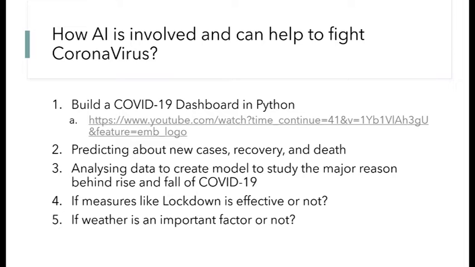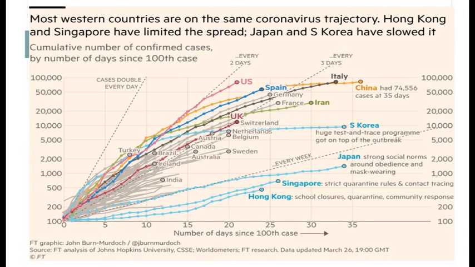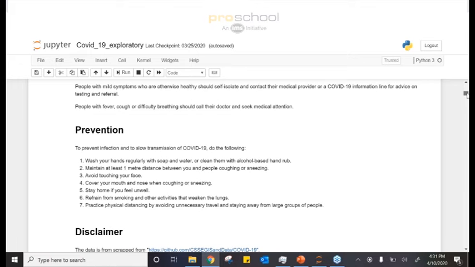Also, if measures like lockdown, like in India where a lockdown is going on, are effective or not, and how much they are effective. And if weather is an important factor, whether temperature is really an important measure or not, which is working with coronavirus. All these things are part and parcel of AI involvement with the coronavirus.